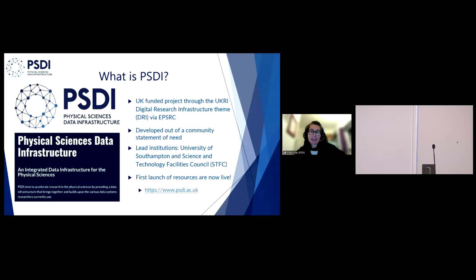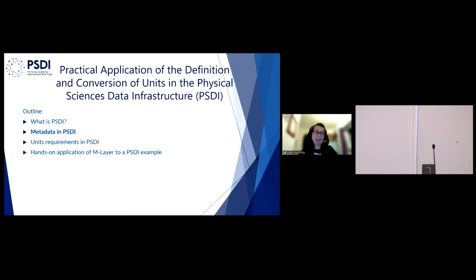So firstly, what is PSDI? PSDI is a data infrastructure for physical sciences UK research data. It's been funded by the Engineering and Physical Sciences Research Council, the EPSRC. The lead institutions are the University of Southampton, where I'm based, and the Science and Technology Facilities Council, STFC. There is a first version of PSDI now available at the website shown, so if you want to have a look around it, feel free to do that. I'm not going to talk much more about PSDI because you'll get a better idea of what it's about as I go through, and in particular as I talk about the metadata, which is my field of interest.